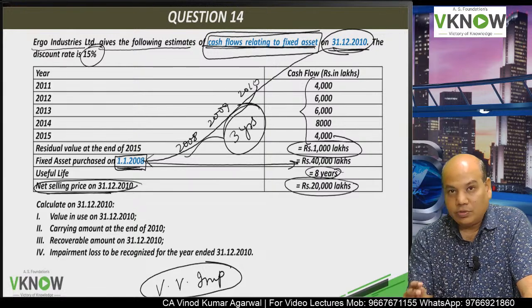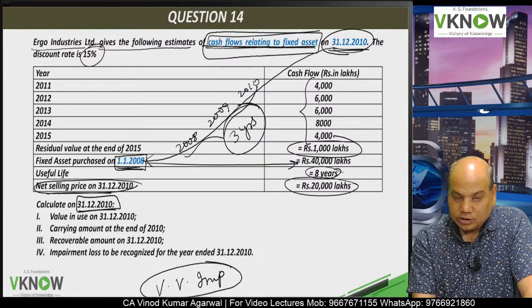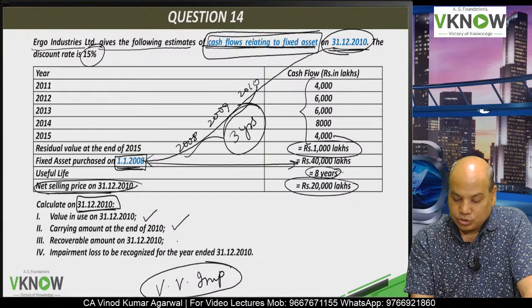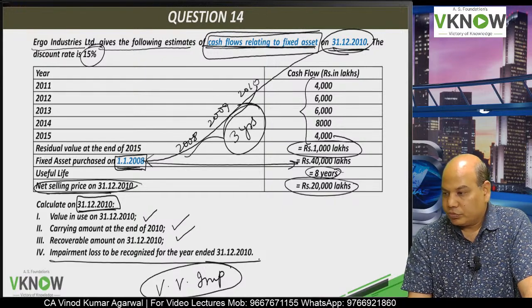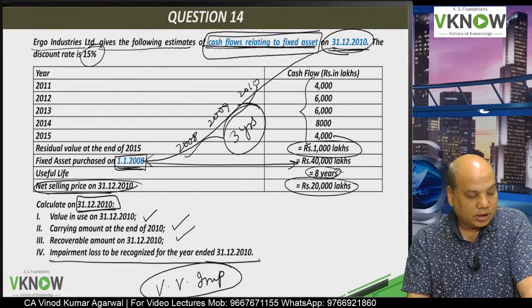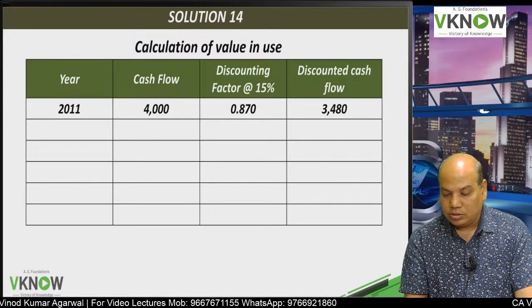Same question we are practicing one more time. So you have to calculate on this date 31/12/10 value in use, carrying amount, recoverable amount and impairment loss. So very basic question. Let us solve it fast. First we will compute value in use.